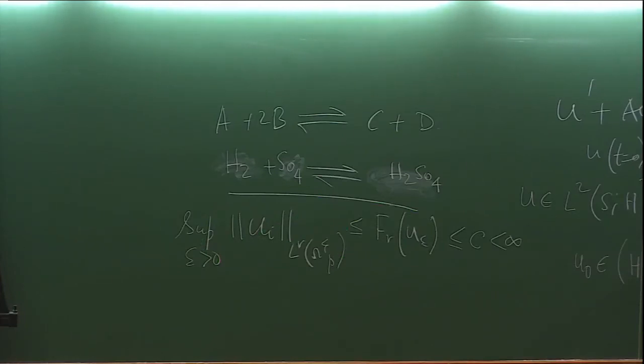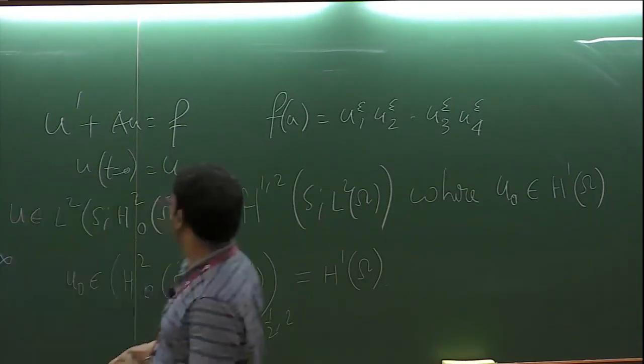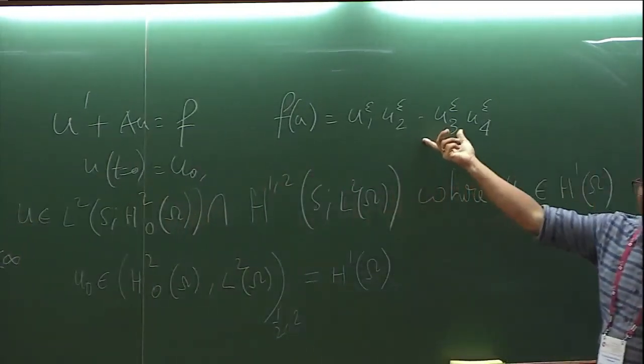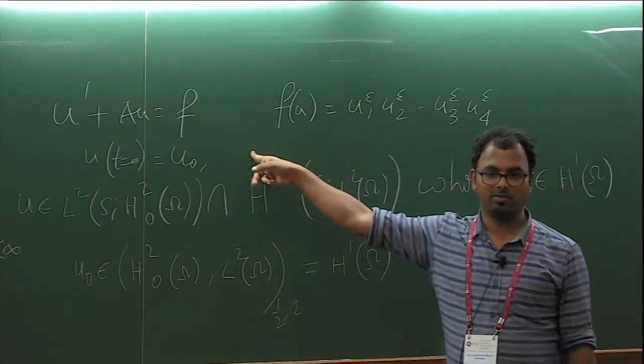Since your reaction rate term is a product of u epsilon 1, u epsilon 2, for example, let's say our reaction rate term looks like u epsilon 1, u epsilon 2 minus u epsilon 3, u epsilon 4, you can choose your R power as large as you please so that we can use Holder's inequality and make this reaction rate term belong to any LP space we want.